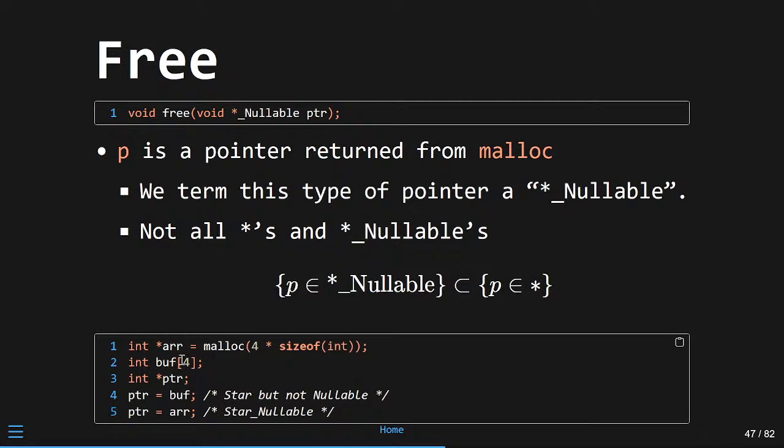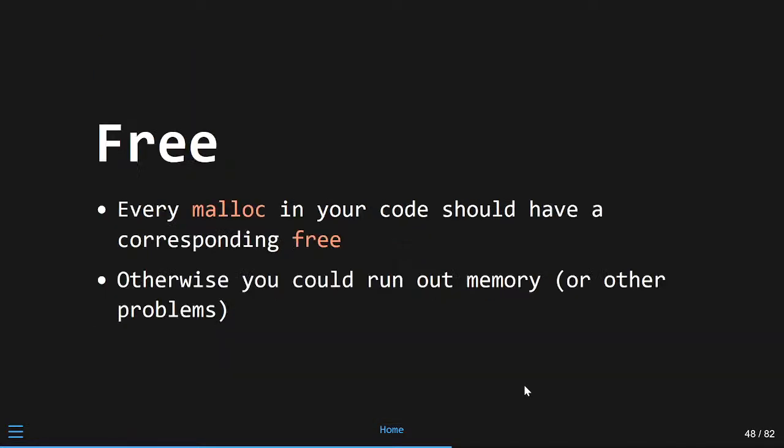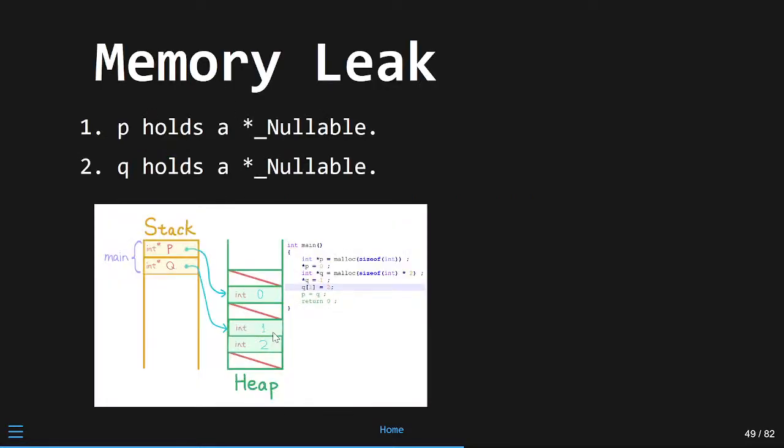This is a malloc. This is a buff. If we set pointer equal to buff, we cannot free that. And if we set it equal to R, we can free that. Is that confusing? You bet. Use Java. Okay, every malloc in your code should have a corresponding free, otherwise you run out of memory.